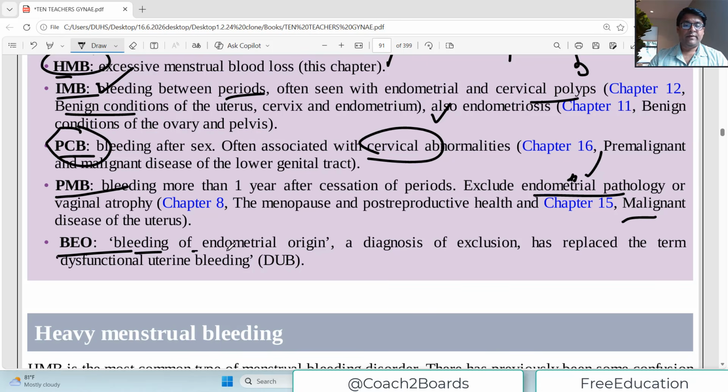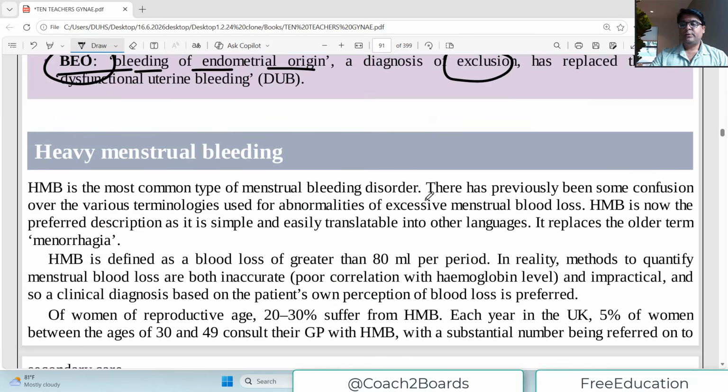BEO is bleeding of endometrial origin. It's a diagnosis of exclusion where you cannot identify any particular cause. You just call it BEO. Right? So these were the general concepts. Now let us talk specifically about heavy menstrual bleed.